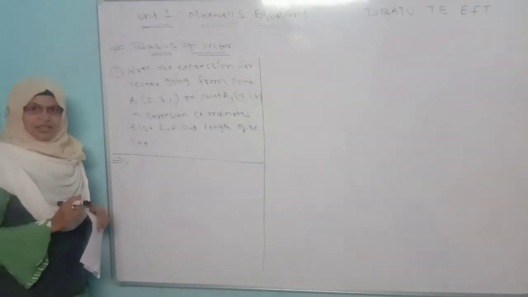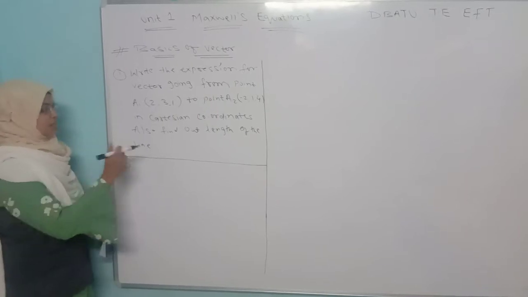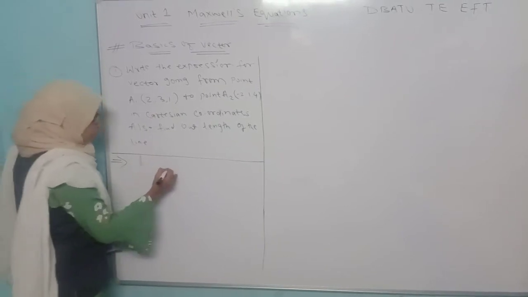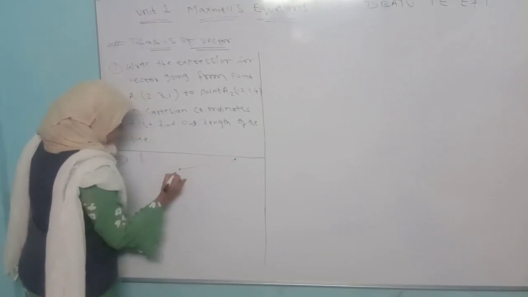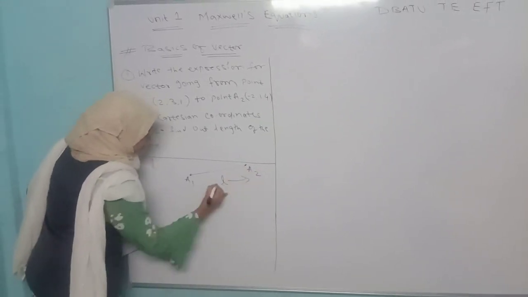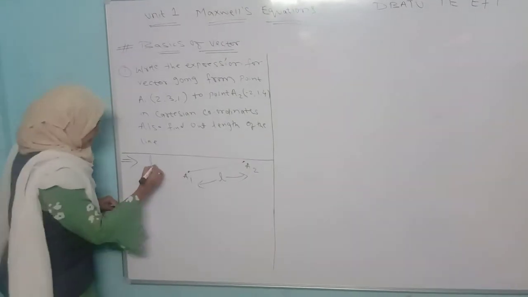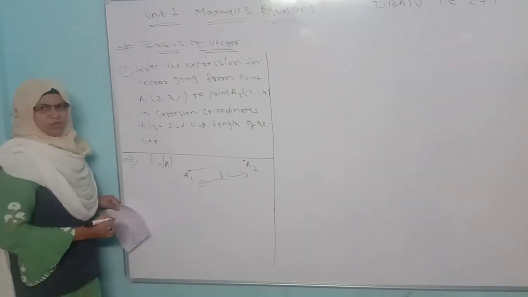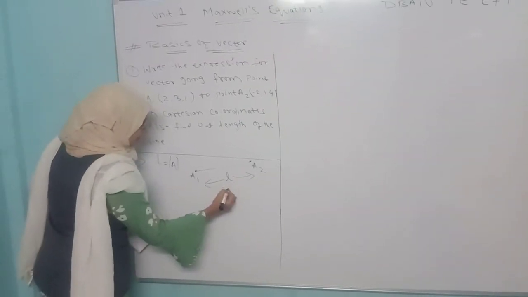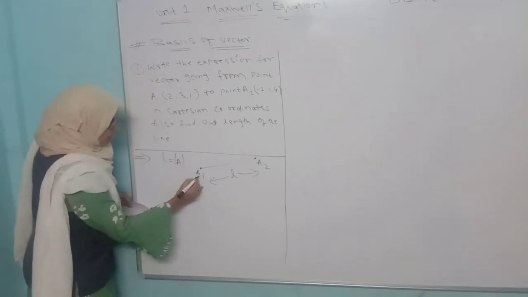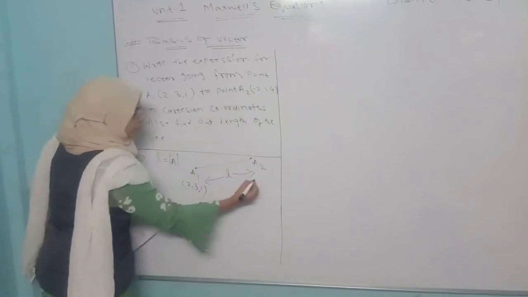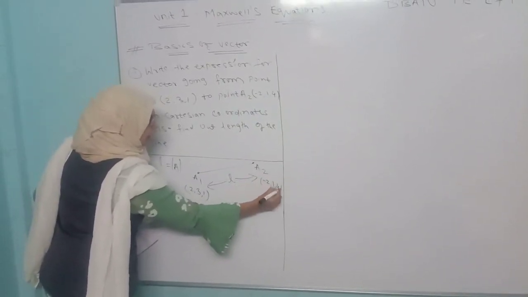Two things are important in this numerical. First, we are interested to calculate the length between two points. The first point is A1, the second point is A2. The length between these two is the mod term, the magnitude of this length, which we may assign as mod of A. Secondly, point 1 is 2, 3 and 1. The second point is minus 2, 1 and 4.